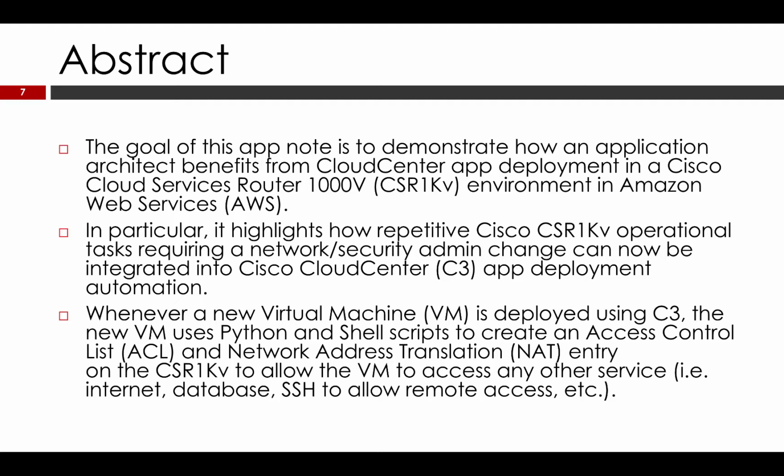In particular, it highlights how repetitive Cisco CSR1Kv operational tasks requiring a network security admin change can now be integrated into Cisco CloudCenter app deployment automation. Whenever a new virtual machine is deployed using CloudCenter, the new virtual machine uses Python and shell script to create an access control list as well as a network address translation entry on the CSR1Kv to allow the virtual machine to access any other services, be that the internet, a database, or even remote access through SSH.